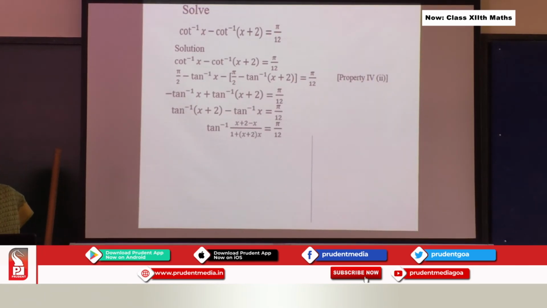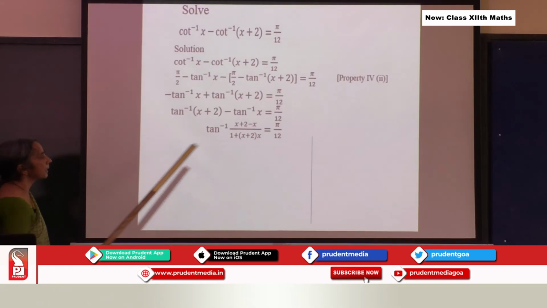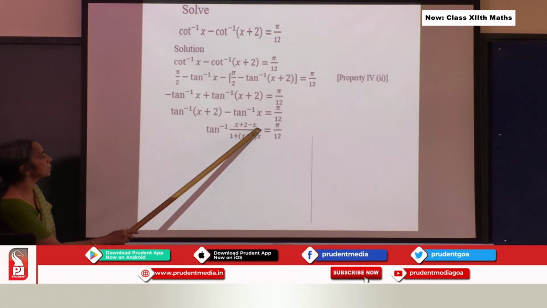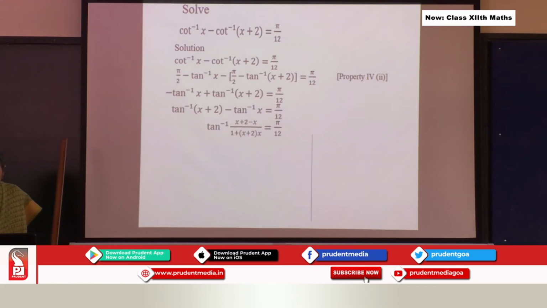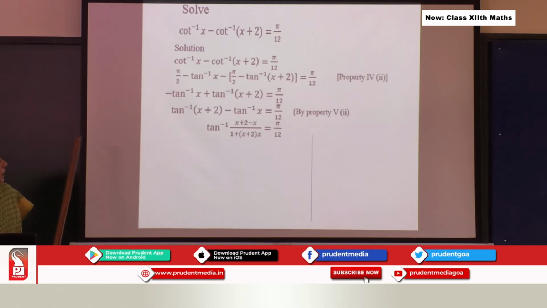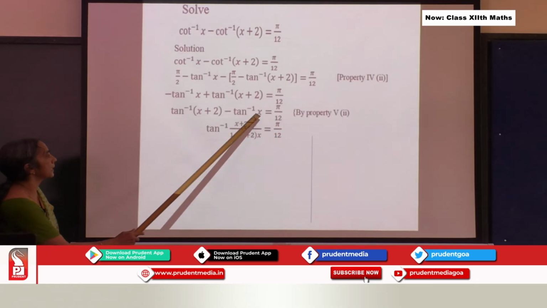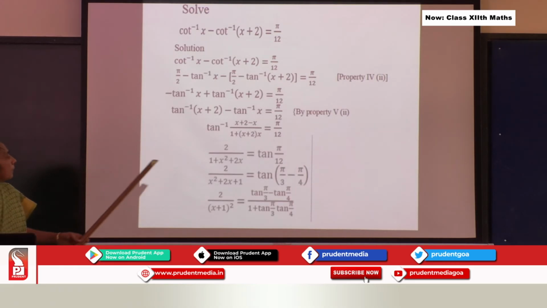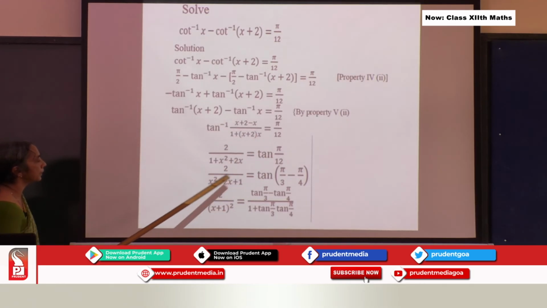So, we get minus tan inverse of x plus tan inverse of x plus 2 equal to pi by 12. That can be written as tan inverse of x plus 2 minus tan inverse of x is pi by 12. Here I use the property 5 2: tan inverse of x minus tan inverse of y is tan inverse of x minus y upon 1 plus xy. So tan inverse of x plus 2 minus x upon 1 plus x into x plus 2 is equal to pi by 12. And now we can take this equal to tan of pi by 12.